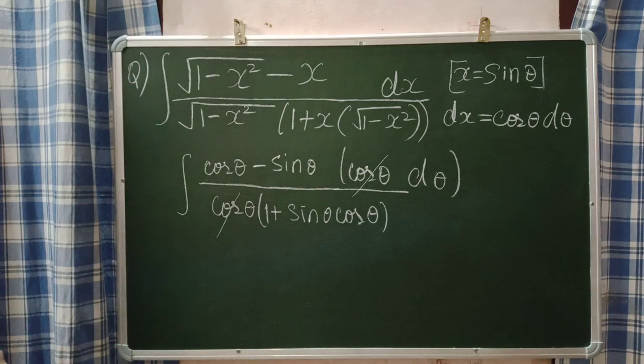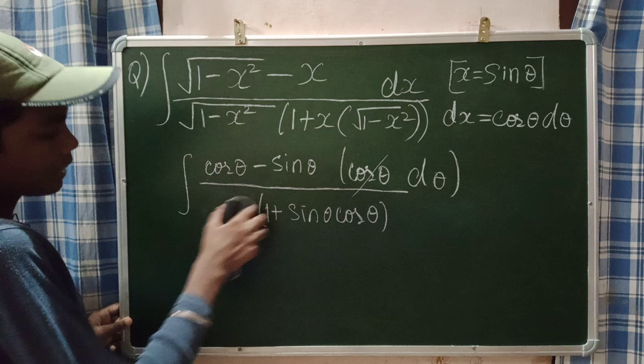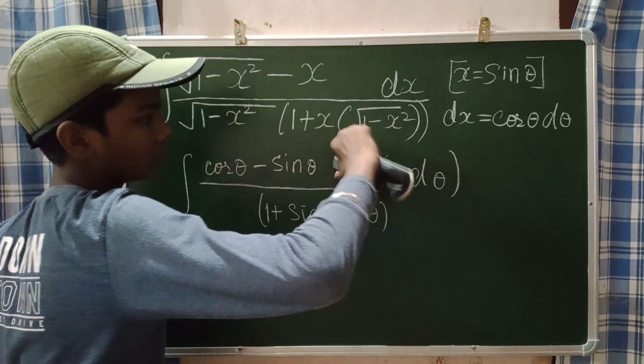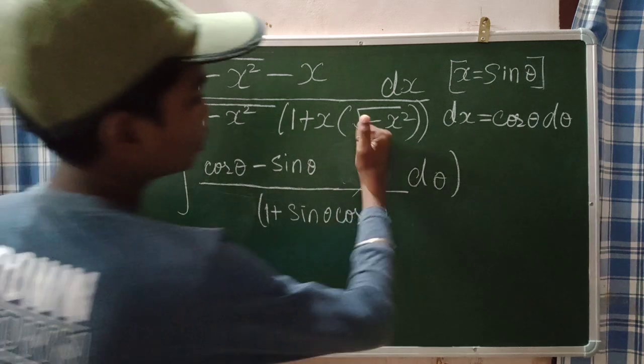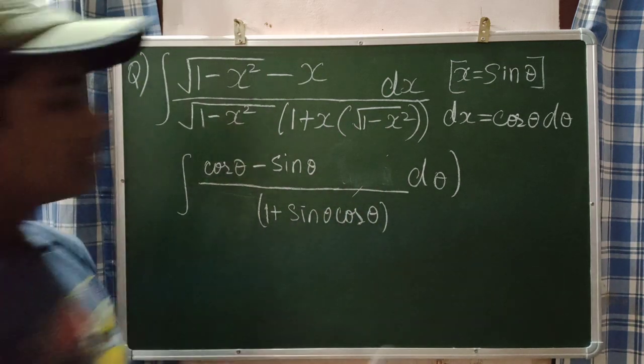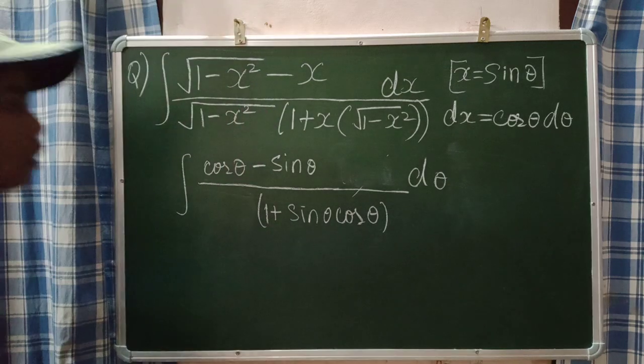Now listen carefully guys, this is where one important part comes. Your cos theta and cos theta will get cancelled, so I can cancel this out. You will not have this cos theta. So you will be left with only the integral of cos theta minus sin theta d theta divided by 1 plus sin theta cos theta.